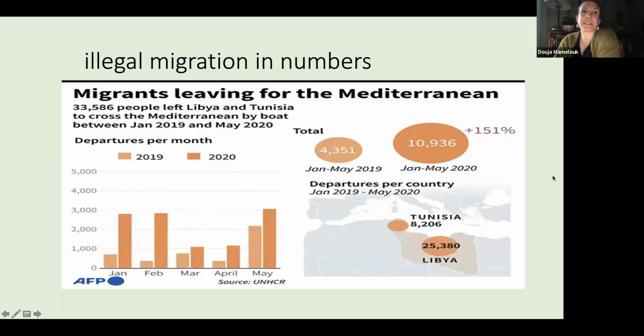To show you some statistics of illegal immigration in numbers, specifically look here. This is an alarming number. So between January and May of 2019, we estimate that there were 4,351. And in Tunisia, it says that there's 8,206, and in Libya, 25,380.